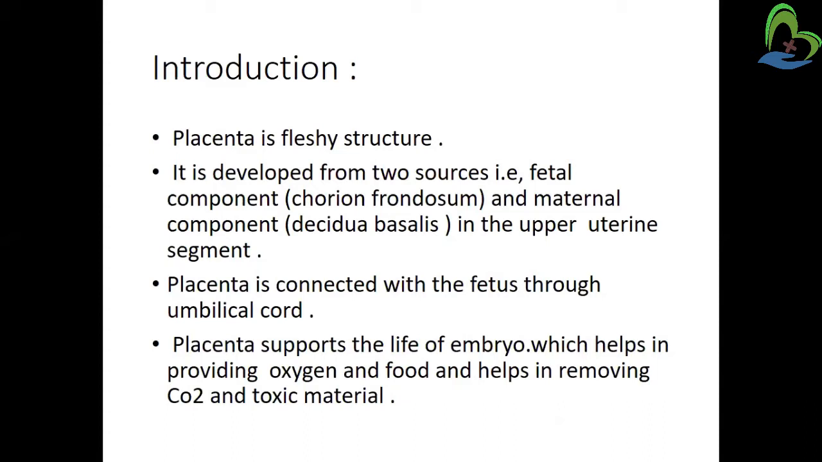So the placenta is a fleshy structure. It is developed from two surfaces, one is a fetal surface and the second is a maternal side. The fetal component is also known as the chorion frondosum, and the maternal component is known as the decidua basalis. So these are the two sources of the placenta: the fetal surface and the maternal surface.